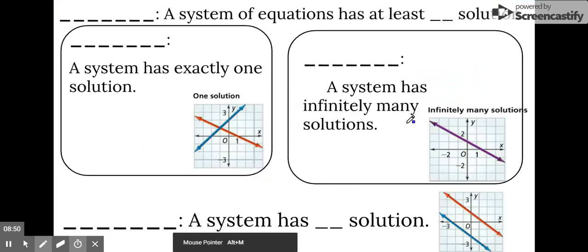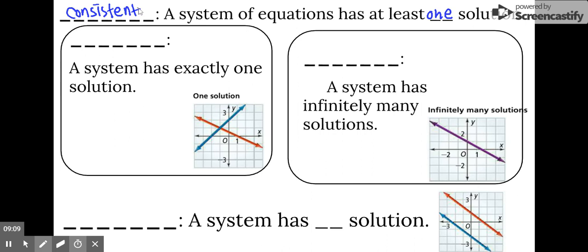We have 3 different kinds of situations when you're talking about the solutions of a system of equations. So the first case is when a system of equations has at least one solution. It is called consistent. You should remember this term, consistent.